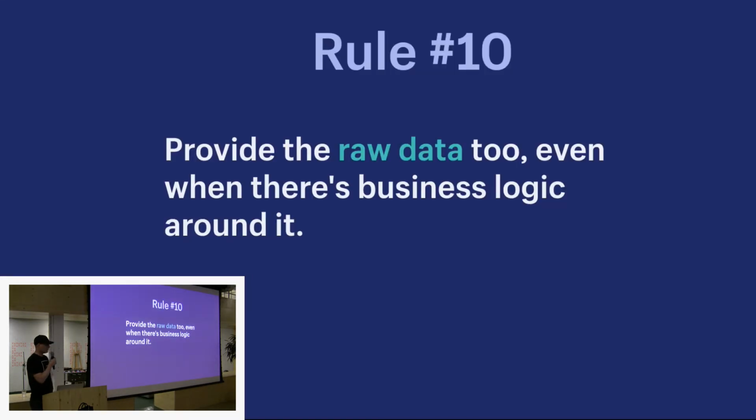There's a quick follow-up rule to this, though. Always provide the raw data, too, even when there's business logic around it. Clients should be able to do the business logic if they have to, and you can't predict all the logic that a client is going to do. And oftentimes, it's a good practice to let one client implement the business logic in the first place. And then if it becomes useful or a real feature, you can move it onto the server and make it easier for any other client to use it.